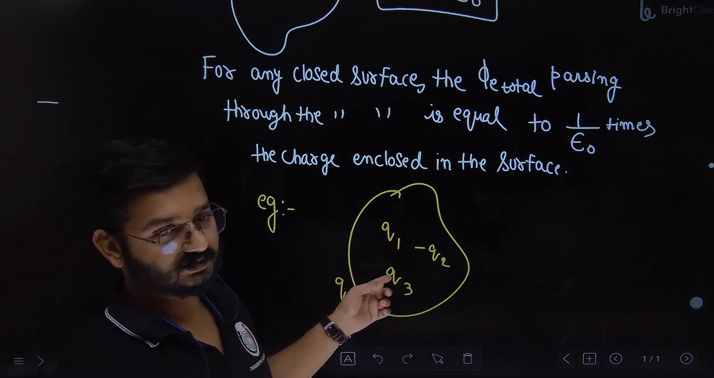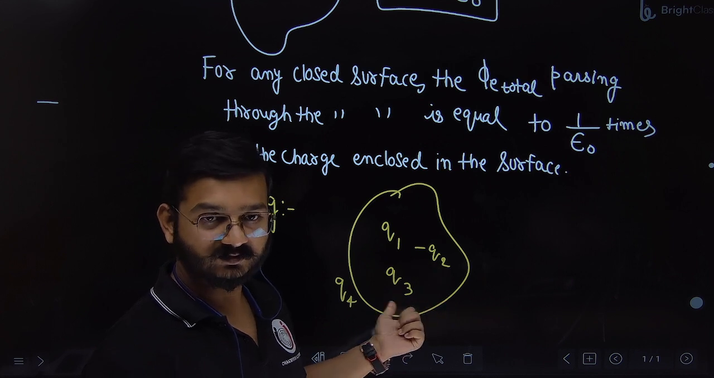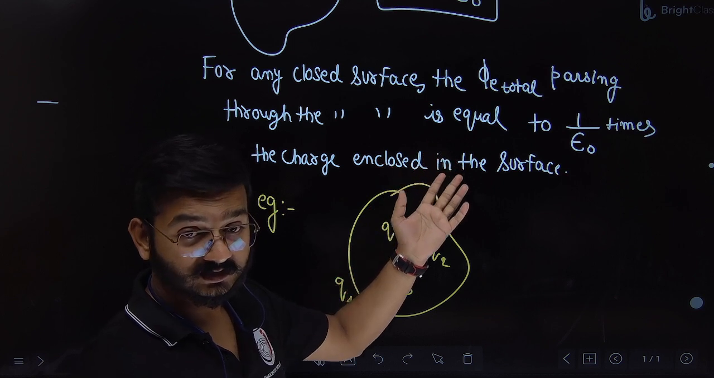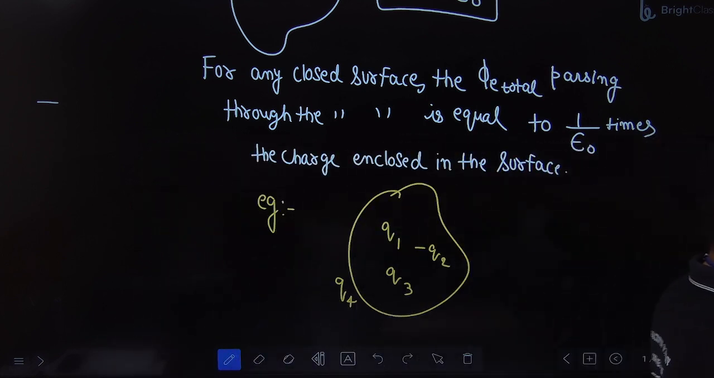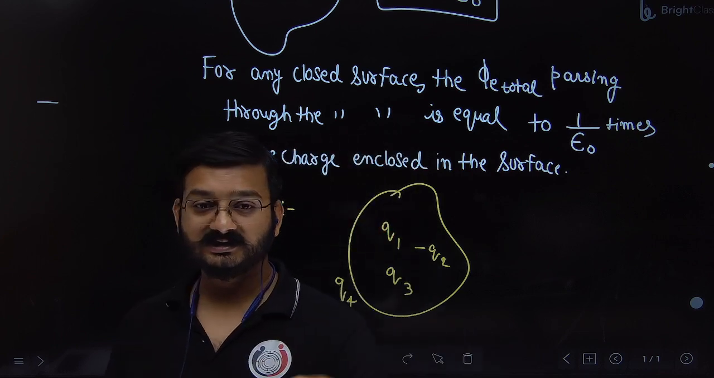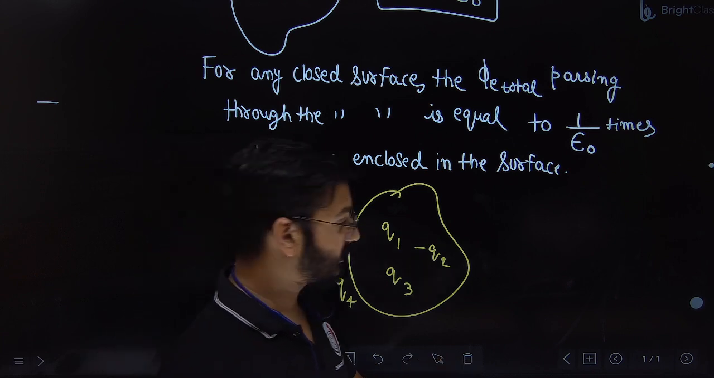What is the charge enclosed? Q1 plus Q3 minus Q2. Q4 is enclosed or outside? So this will participate in the flux? No, that's what the statement is telling. According to the Gauss law, the net electric flux passing through a closed surface is charge enclosed by epsilon naught. Whatever charge is outside, I'm not bothered about that.